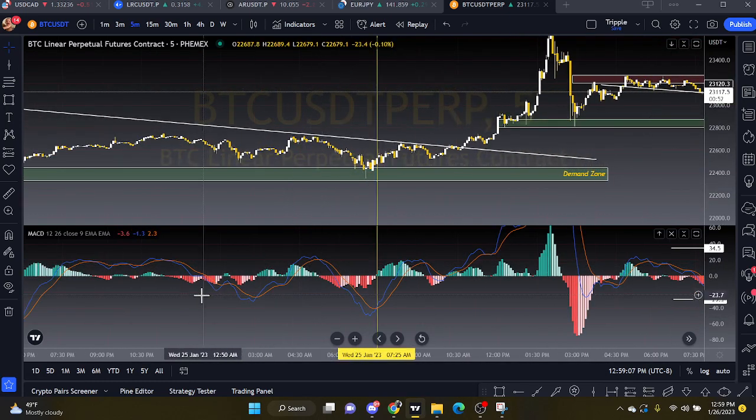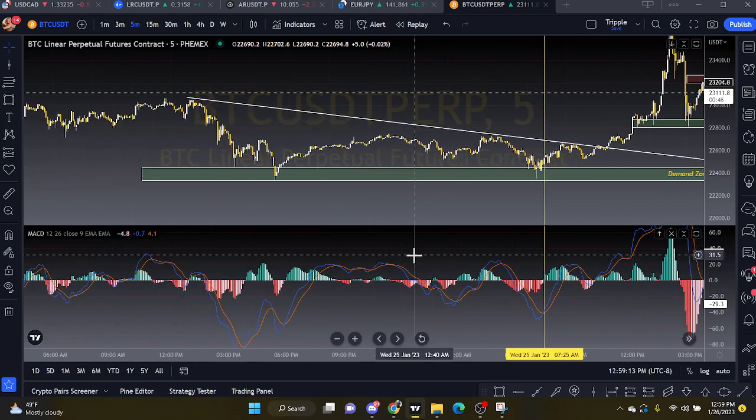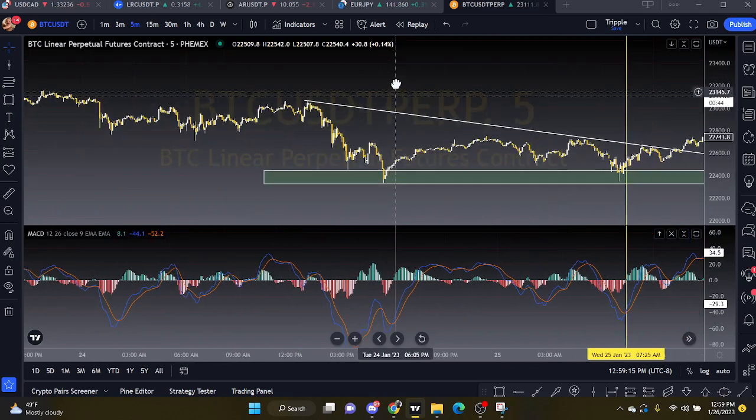So again, as you can see, a lot of crossings all over, man. Same thing with your stochastic. It's a certain way how you use it that could really be effective, man.